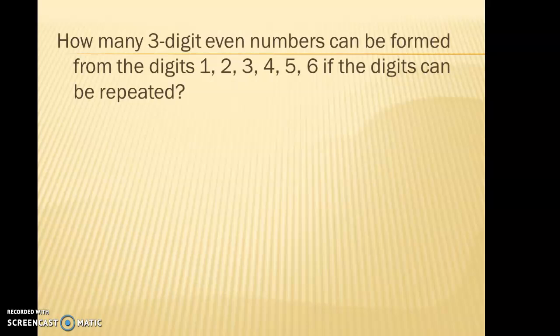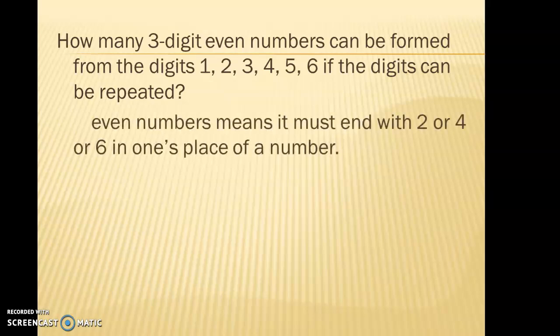The next example: how many 3-digit even numbers can be formed from the digits 1, 2, 3, 4, 5, 6? The digits can be repeated. So what is the principle of an even number? It should end with 2, 4, or 6, within the given choices. The given choices of digits are 1 to 6. So even numbers here must end with 2, 4 or 6 in the ones place of the number.